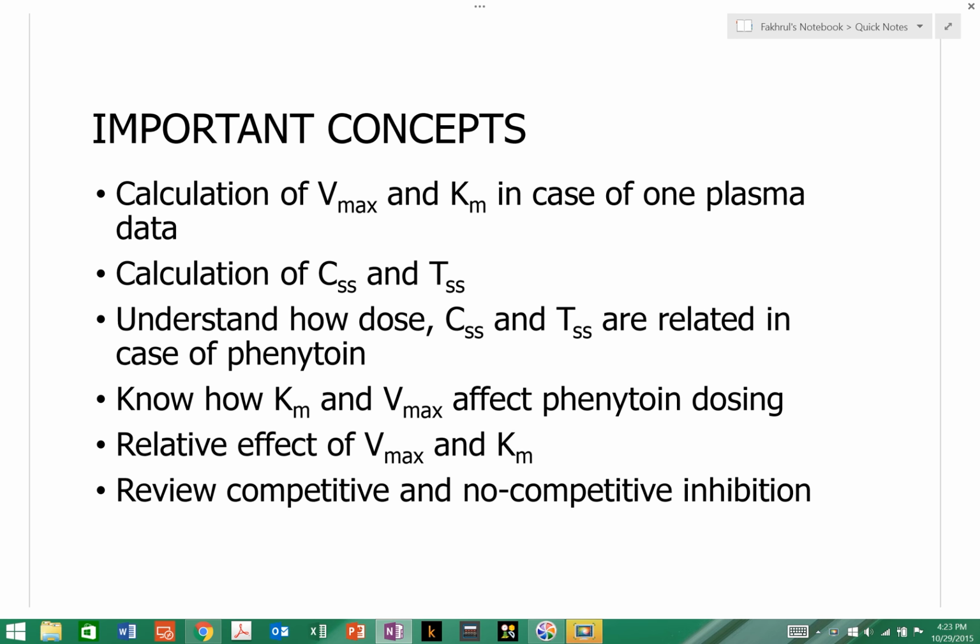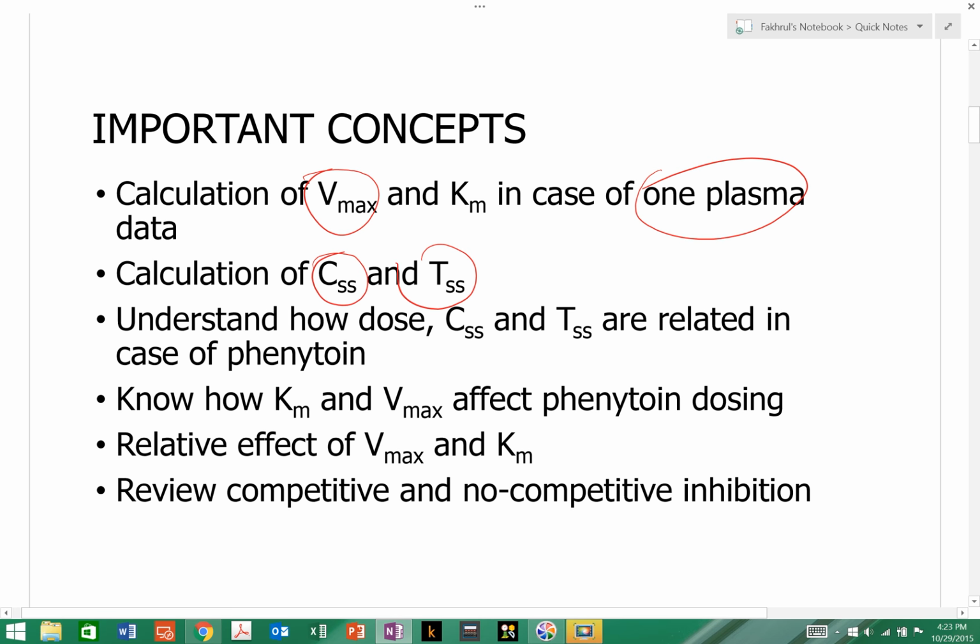We'll learn some calculation when you have only one plasma data. We have learned calculation when you have multiple plasma data. Now we'll learn how to calculate Vmax and Km when you have one plasma data.